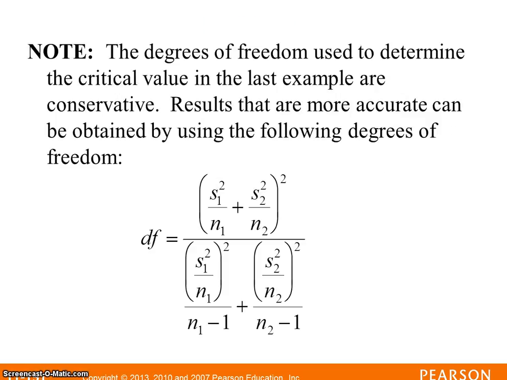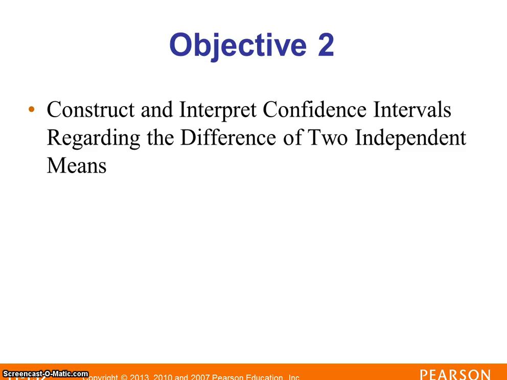One thing to note here is the degrees of freedom used to determine the critical values in the last example are relatively conservative. A better estimate for the degrees of freedom would be given by this equation, but this is a complicated equation, so I probably won't have you use that too much. But just be aware that if you're doing something that requires results to be relatively close, with relatively small errors, this is what you'd want to use.